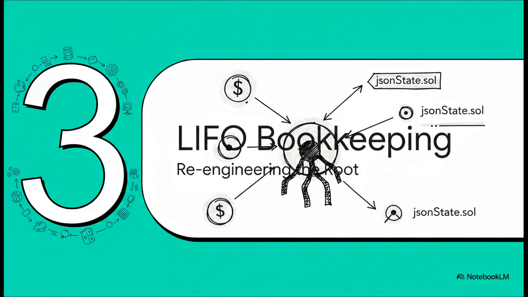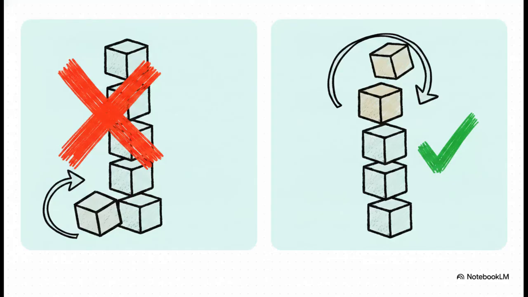Moving right along to Section 3, LIFO and single-entry bookkeeping, re-engineering the root. Because to make that precise aggregation actually work, we need to look at the exact data structure holding it together. Initially, there was this widespread rumor in the ecosystem describing an on-chain FIFO, first in, first out, no SQL tree. But our source materials highlight what they call an ultimate recalibration. The architecture strictly pivots to a LIFO, last in, first out, structure for the JSON state contract.